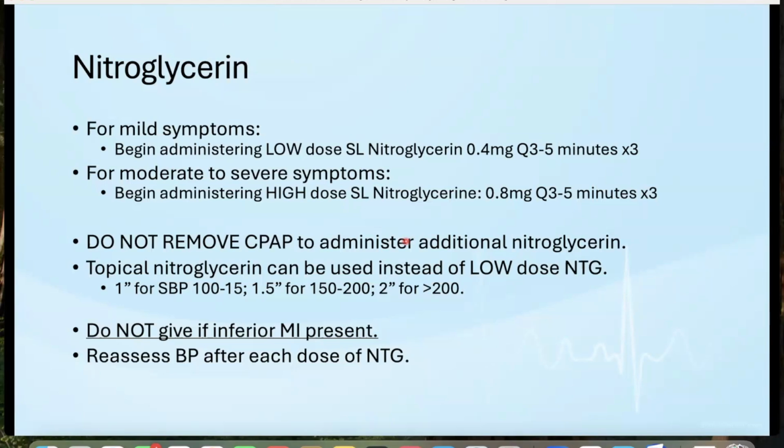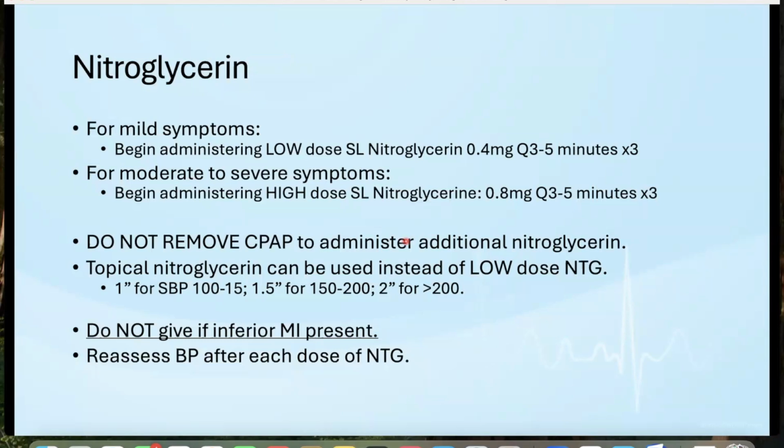So yes, for us in EMS, we don't encounter these kinds of nitroglycerin doses very often. But I'm telling you, in the right patient, it is safe. We do it on a routine basis in the emergency department and in the cardiac ICU. It's just a matter of getting more comfortable with it. Some places also will carry topical nitroglycerin that we can use instead of low dose nitroglycerin. So if they have a systolic blood pressure of 100 to 115, we can give them an inch, 2 inches if it's greater than 200.